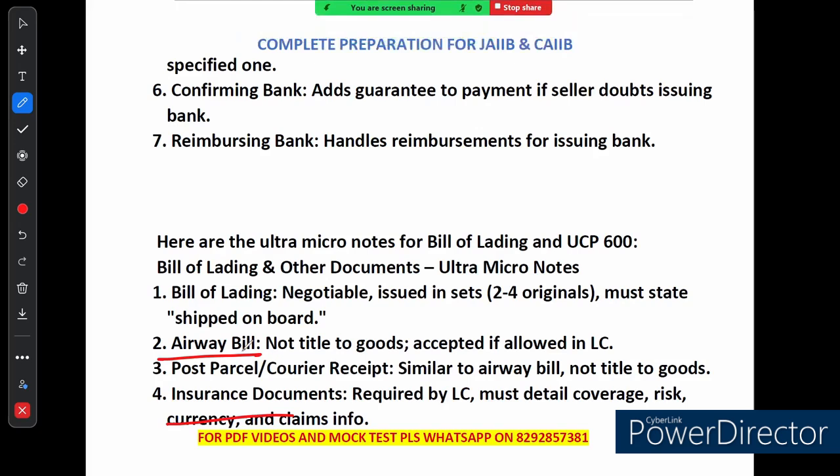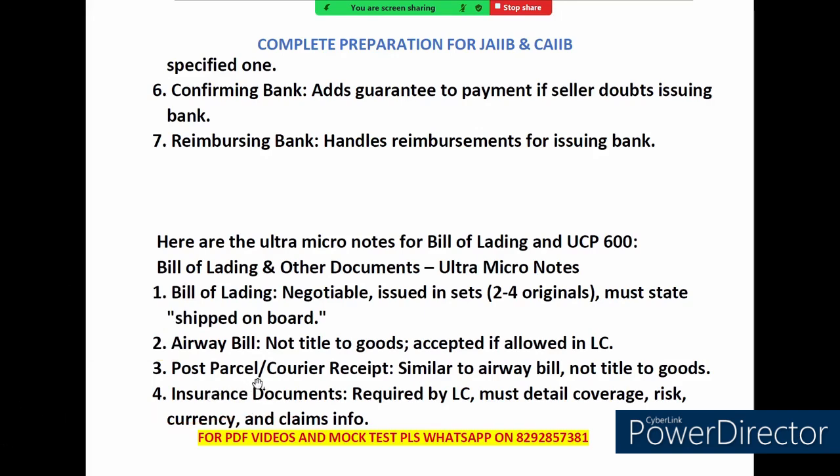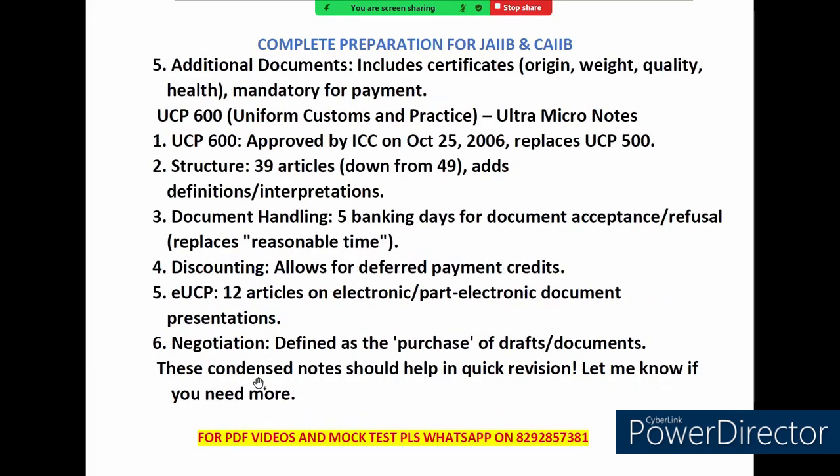Now insurance documents. Insurance documents are required by the LC and must detail the coverage, risk, currency and claim information. Additionally, there are other documents like certificate of origin, weight, quality and health which are mandatory for payment.